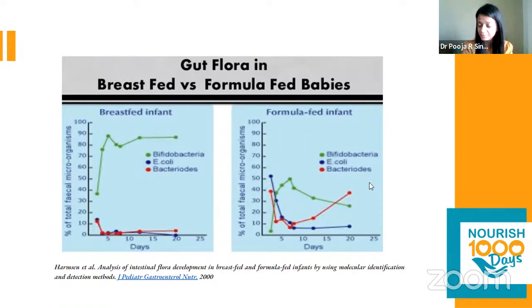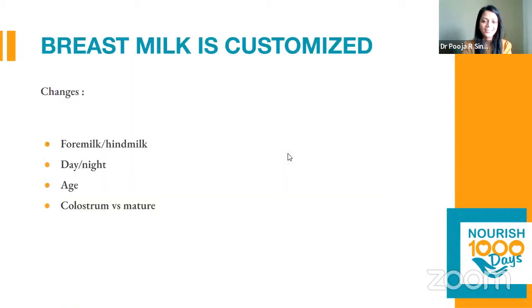So then outsourcing milk, giving milk from another animal, is likely to increase the population of bad bacteria in our intestine, which you can look at on the right side of the graph. The bacteroides and E. coli are increasing or remaining stable with formula feeding, but with breastfeeding, these populations keep going down and beneficial bacteria continue to remain high.